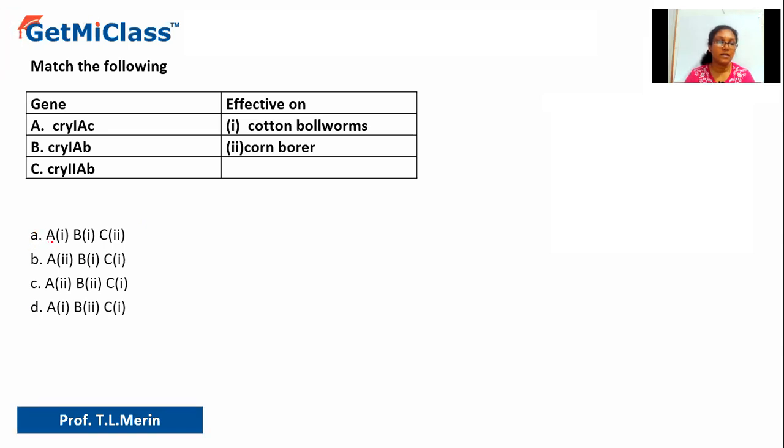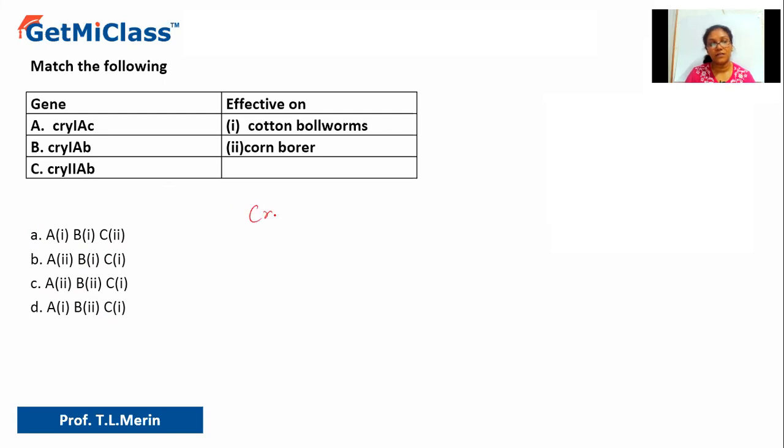A as A1, B1, C2. B as A2, B1, C1. C as A2, B2, C1. D as A1, B2, C1. Now let us understand, we have to match these. So first let us take one by one.